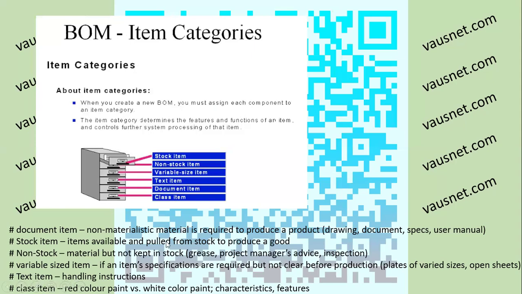Class item. Now, what is this? Say you're creating a bike, but now classes are there: red bike, blue bike, black bike. These are classes. Those colors will be classified or categorized into those classes.